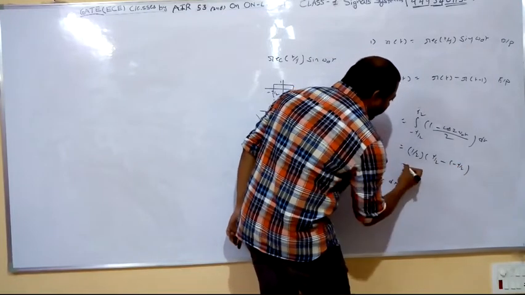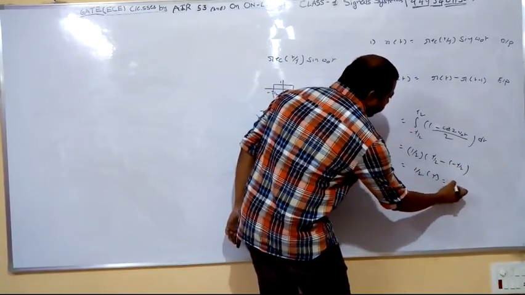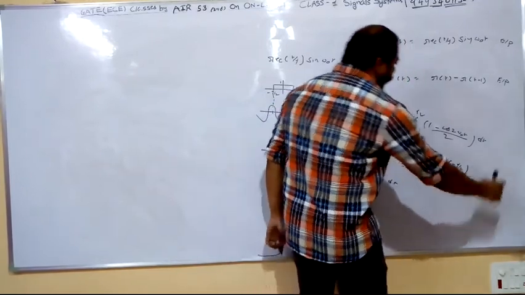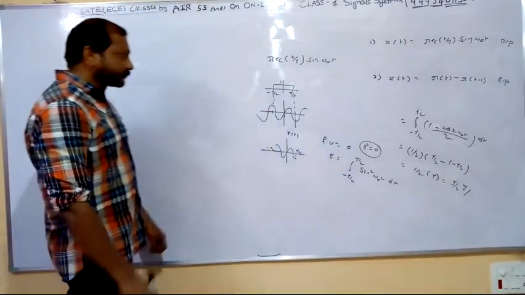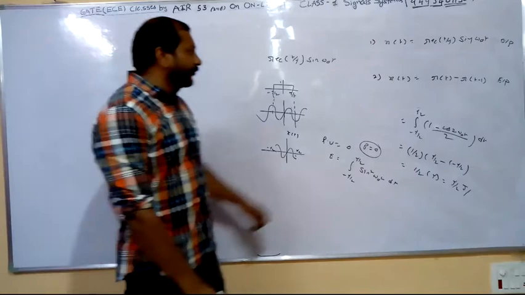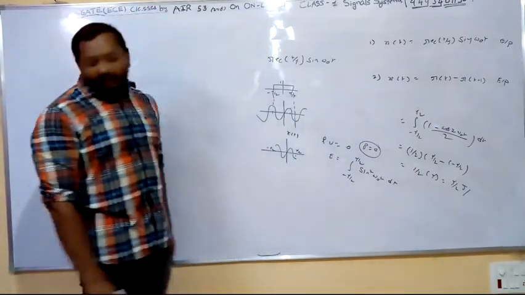Okay, no problem. This is equal to 1 by 2 into tau by 2 minus of minus tau by 2. This is equal to 1 by 2 into tau. This is equal to tau divided by 2. What is the unit? Joule, not watt. Tau by 2 joules.